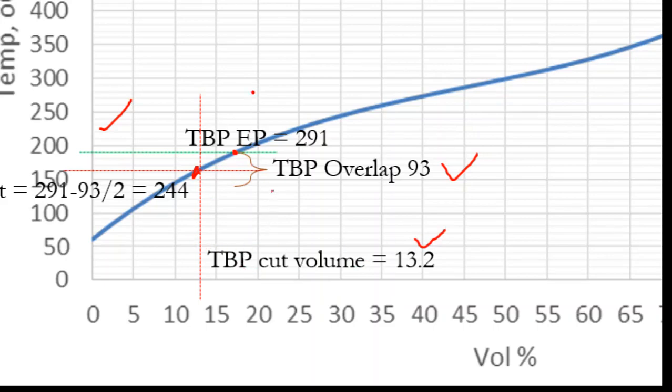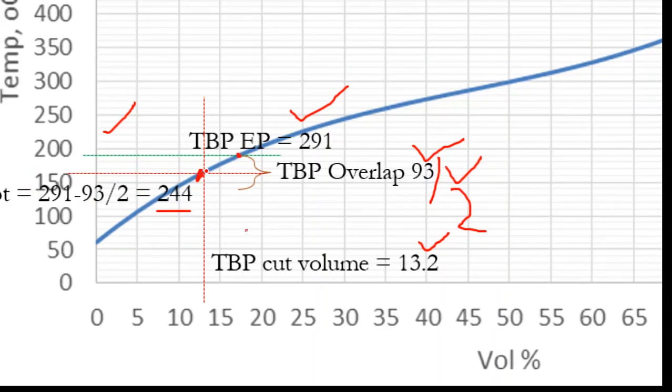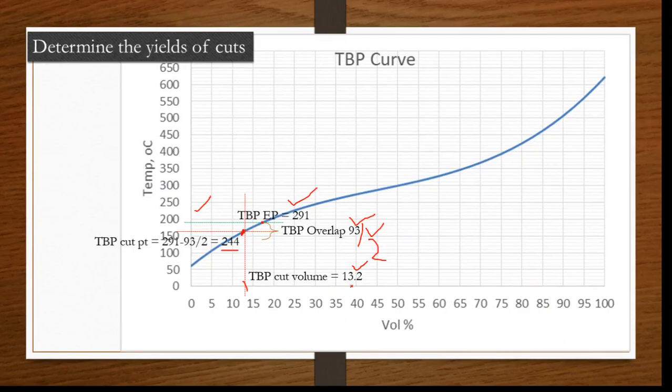What we did here: we found the endpoint. We know the TBP overlap, so we divide it to find half of the overlap, then subtract that from the endpoint, which gives 244 degrees. At this point you go from the y-axis, find the intersection up to 244, and then find the x value. That is the yield value, the TBP cut point volume, 13.2 volume percent. In this way we find the TBP cut volume.